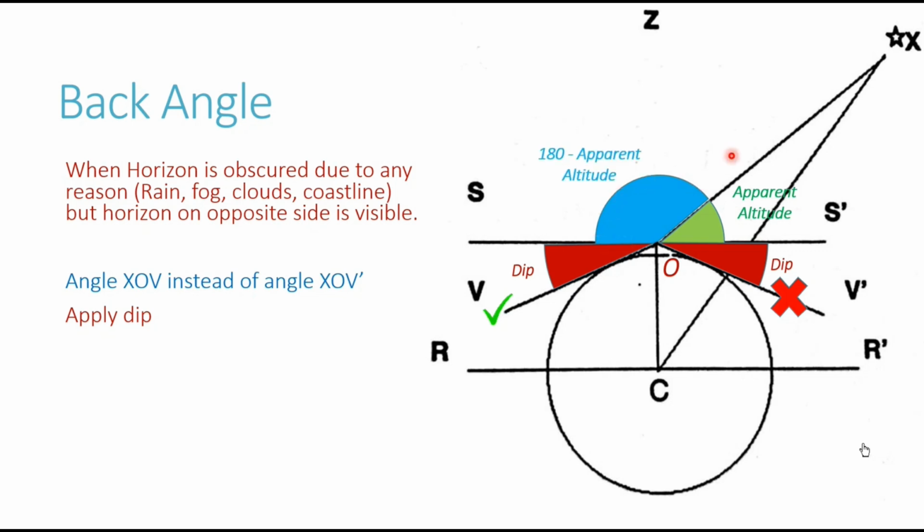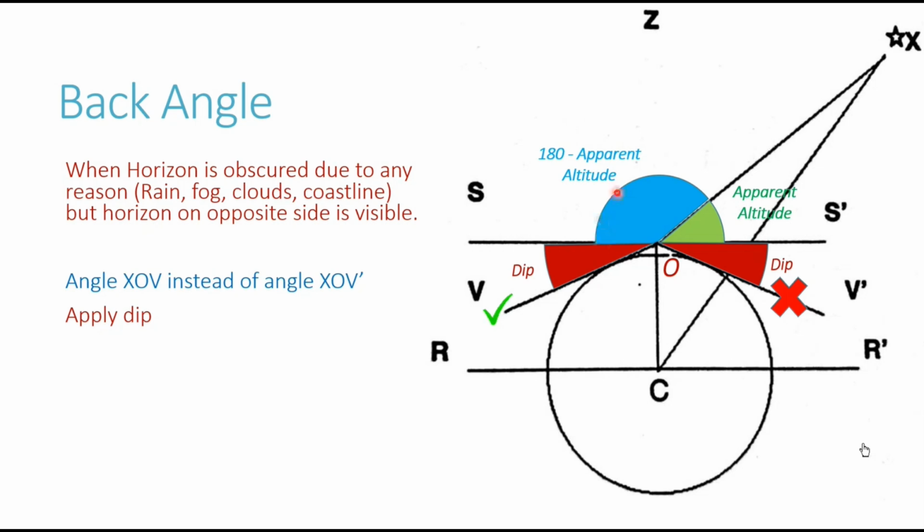The angle which is available to us now is XOS. And if you look carefully, this particular angle is basically 180 minus apparent altitude. You can see the sensible horizon, SS dash. It is a straight line. It is a plane, or in this diagram, it is a straight line passing from the eye of the observer and parallel to the rational horizon.